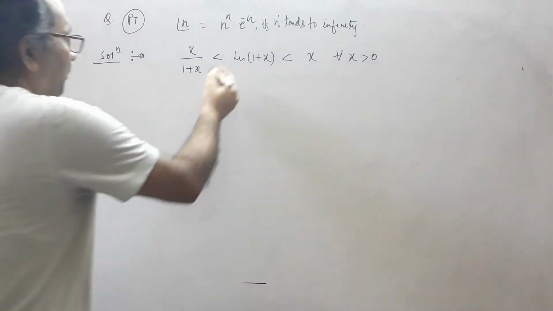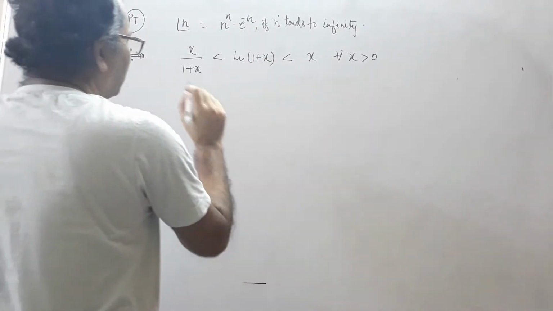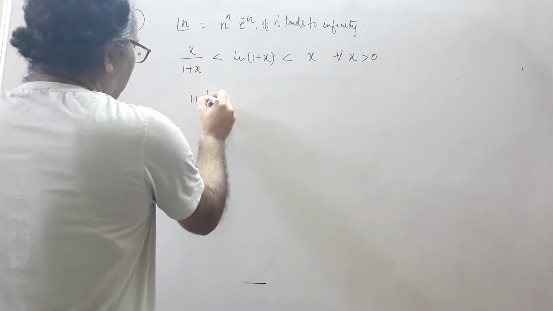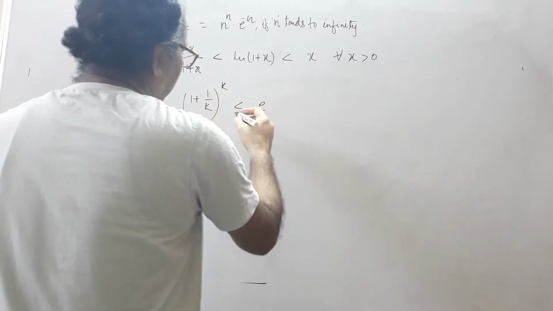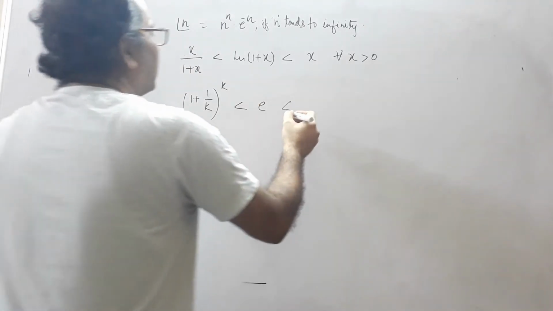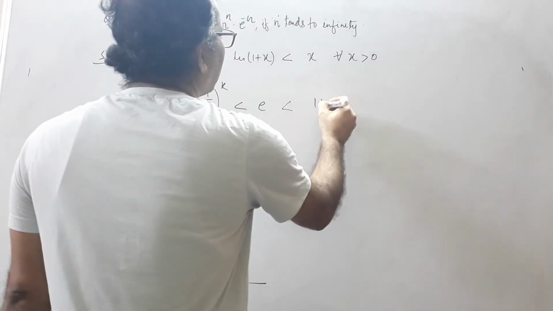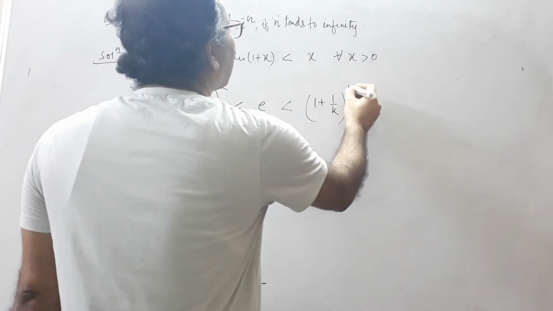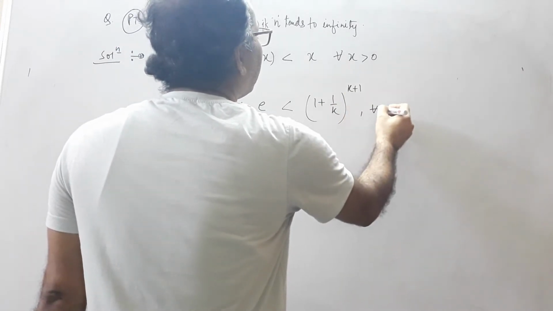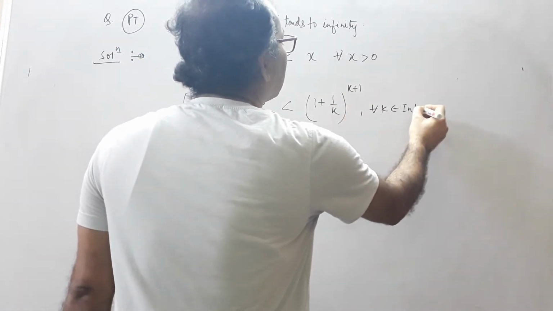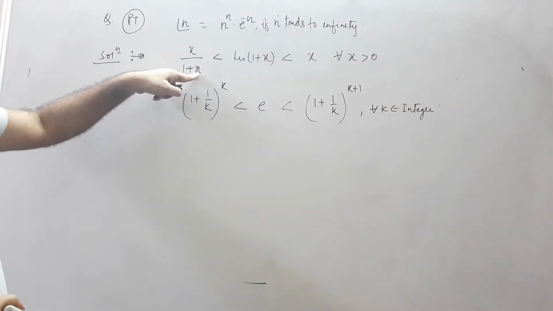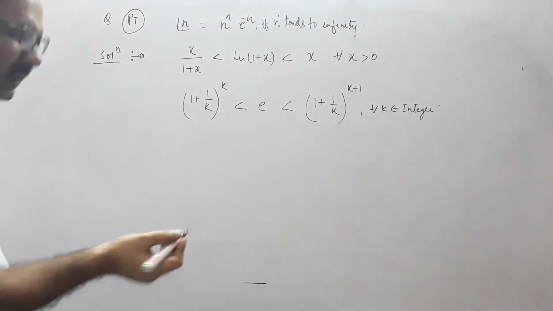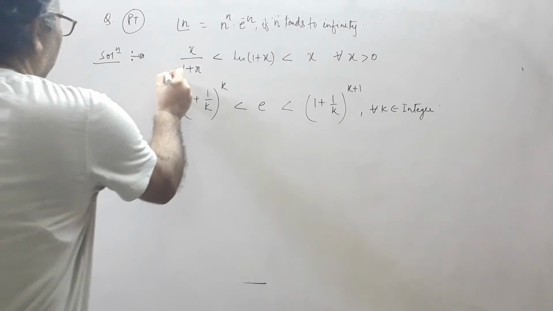Now from this we can easily conclude that (1 plus 1 by k) to the power k is less than e, and e is less than (1 plus 1 by k) to the power k plus 1, for every integer k. If we put x equal to 1 by k, then we shall get this result. We can also verify this.